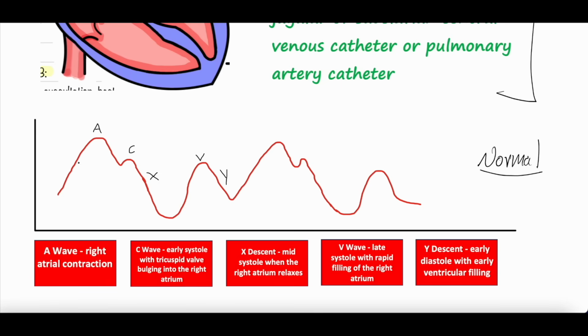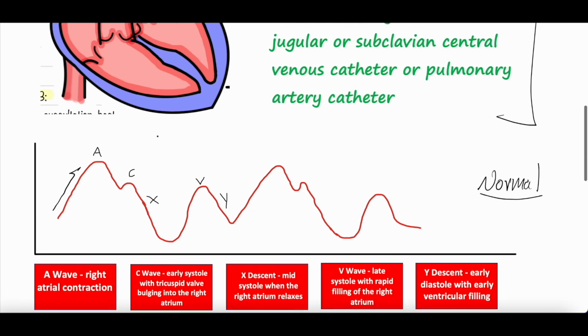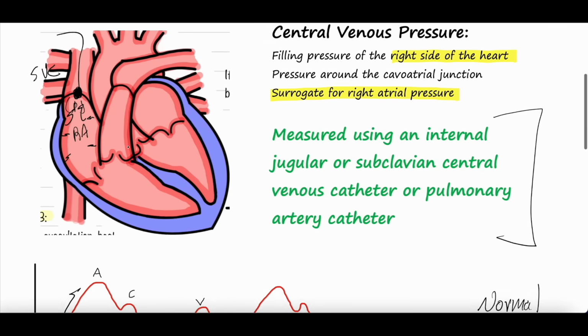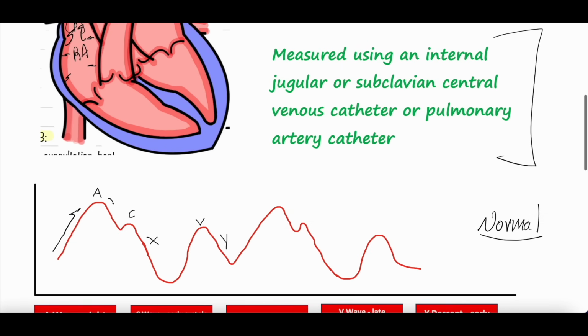And it starts with atrial contraction. That's this A wave. The right atrium contracts. So when it contracts, if we think about the heart, the right atrium contracting is going to increase the pressure in the right atrium and increase the pressure that catheter is seeing. Then the right atrium starts to relax and the right ventricle contracts. When the right ventricle contracts, it's going to push that tricuspid valve upwards. That tricuspid valve is going to bulge into the right atrium, and that's this C wave here, that tricuspid valve bulging into the right atrium.